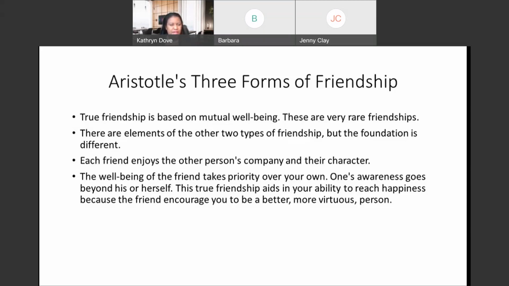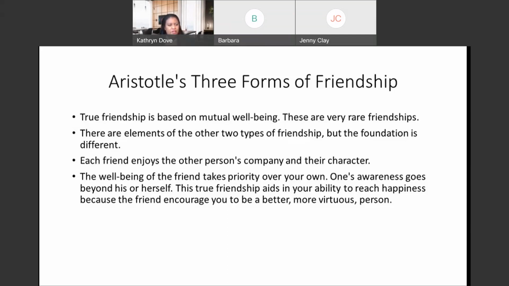When I think of true friendship, I think of the trust and the honesty, which you don't have to have in those lower levels of friendship. There's not always trust, there's not always honesty. And again, when your true friend hurts, you hurt because their well-being is a priority for you. And for Aristotle, that's what makes it really virtuous, really caring for another person more so than for yourself.